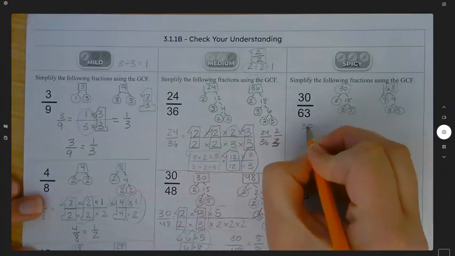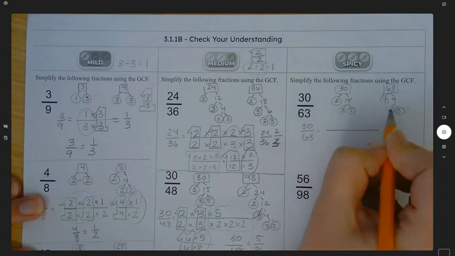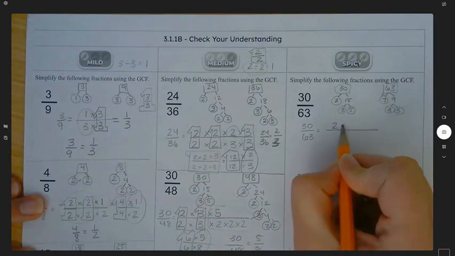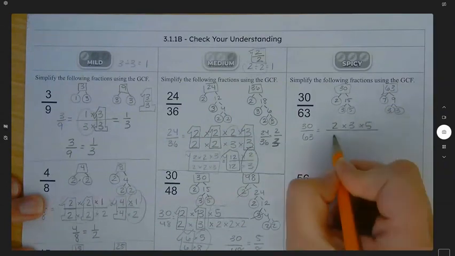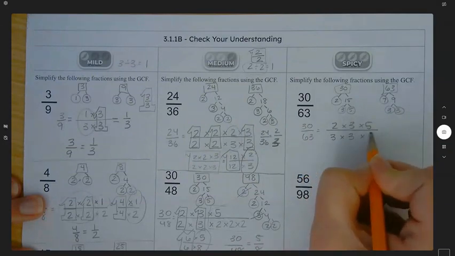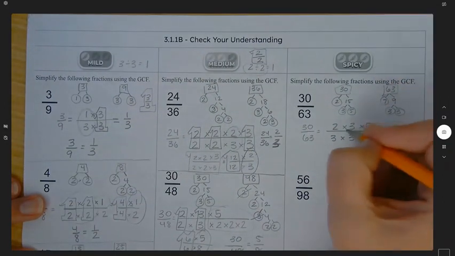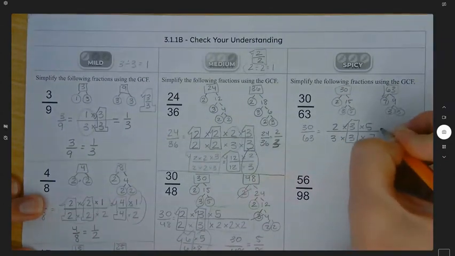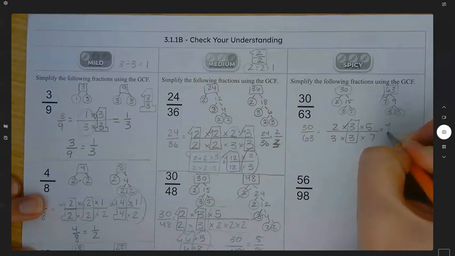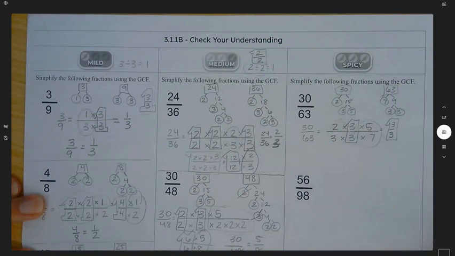The next step is to rewrite our fraction as a multiplication sentence using our prime factors. So 2 times 3 times 5, and then 63 would be 3 times 3 times 7. The next step is to find our giant ones, which is 3 over 3, and then rewrite it, putting our giant one all together. If we had multiple giant ones, we would multiply those together, but we just have one. And then we're left with these two fractions.